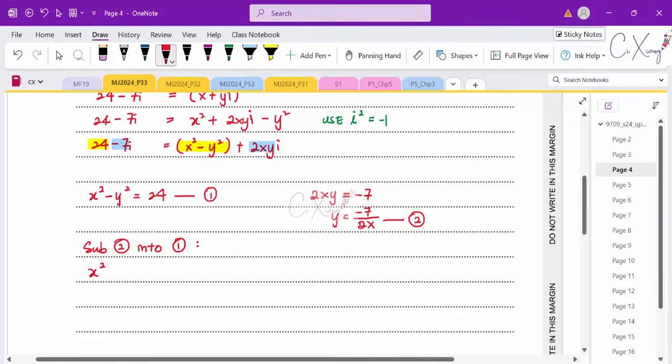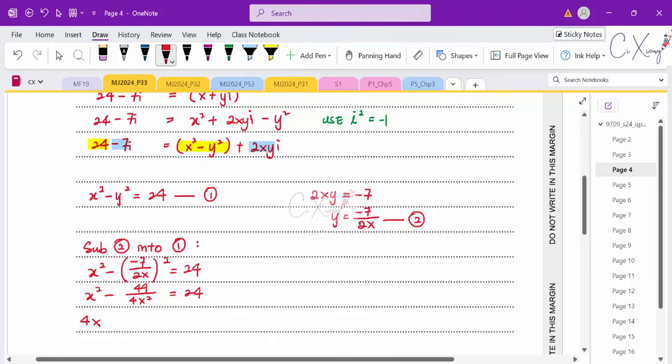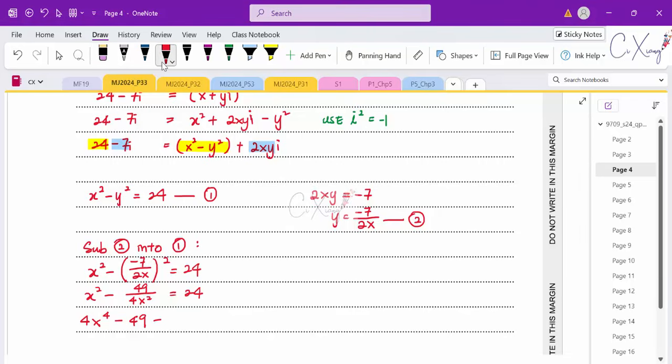Okay, so I will substitute 2 into 1. Okay, so expand everything slowly and carefully. Okay, I want to get rid of the 4x squared at the denominator. I multiply the whole equation with 4x squared. So x squared multiplied with 4x squared, I'm having 4x power 4 minus 49. Then 24 multiplied with 4x squared, you'll be having 96x squared.